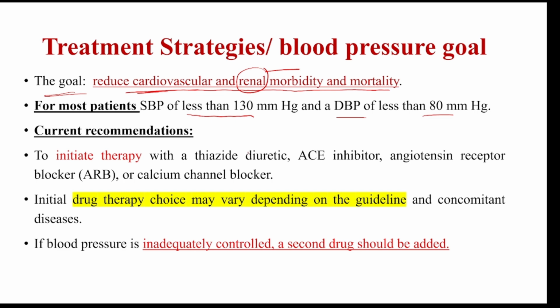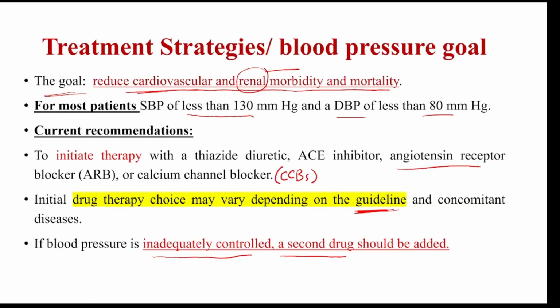Current recommendations for treatment. What treatment should I use? Okay, we have thiazide, ACE inhibitor, angiotensin receptor blockers, ARBs, calcium channel blocker. So this is the current recommendation: diuretic, ACE, ARBs, CCB. Initial drug therapy choice may vary depending on the guidelines. We are going to discuss that. If the blood pressure is inadequately controlled, we need to add a second medication. So it depends on the situation.